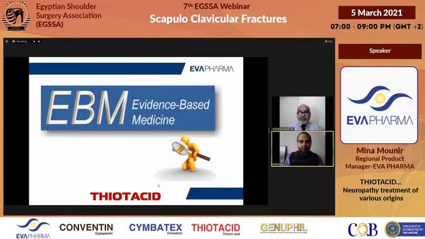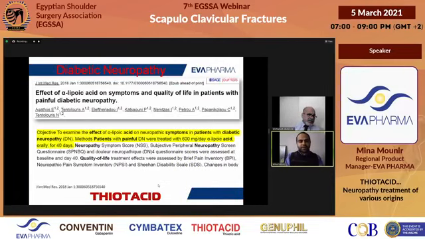All these points are very important for patients and clinically evidenced by the different effects of Thiacid or alpha-lipoic acid in different causes and different forms of neuropathy. Here is one of the most recent clinical trials on the effect of alpha-lipoic acid on what? On symptoms and the quality of life. By targeting quality of life, I mean the pain score and the total quality of life of the patients.